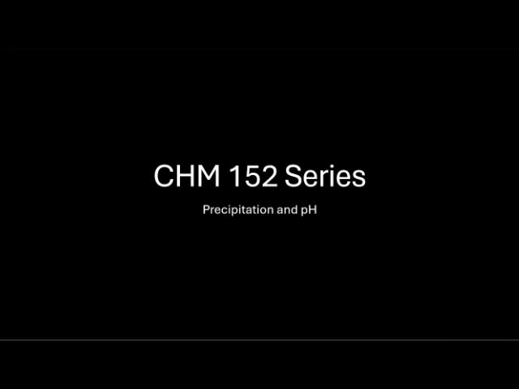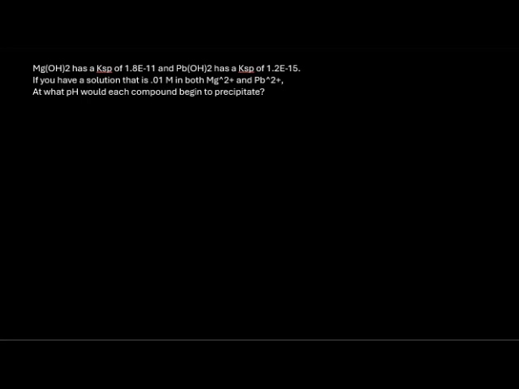In this video, we'll study precipitation and how it can depend on pH for certain compounds. The compounds we're looking at in this problem are Mg(OH)2 and Pb(OH)2. We begin with a solution that has both magnesium and lead in it, and we are asked at which pH will each compound begin to precipitate.